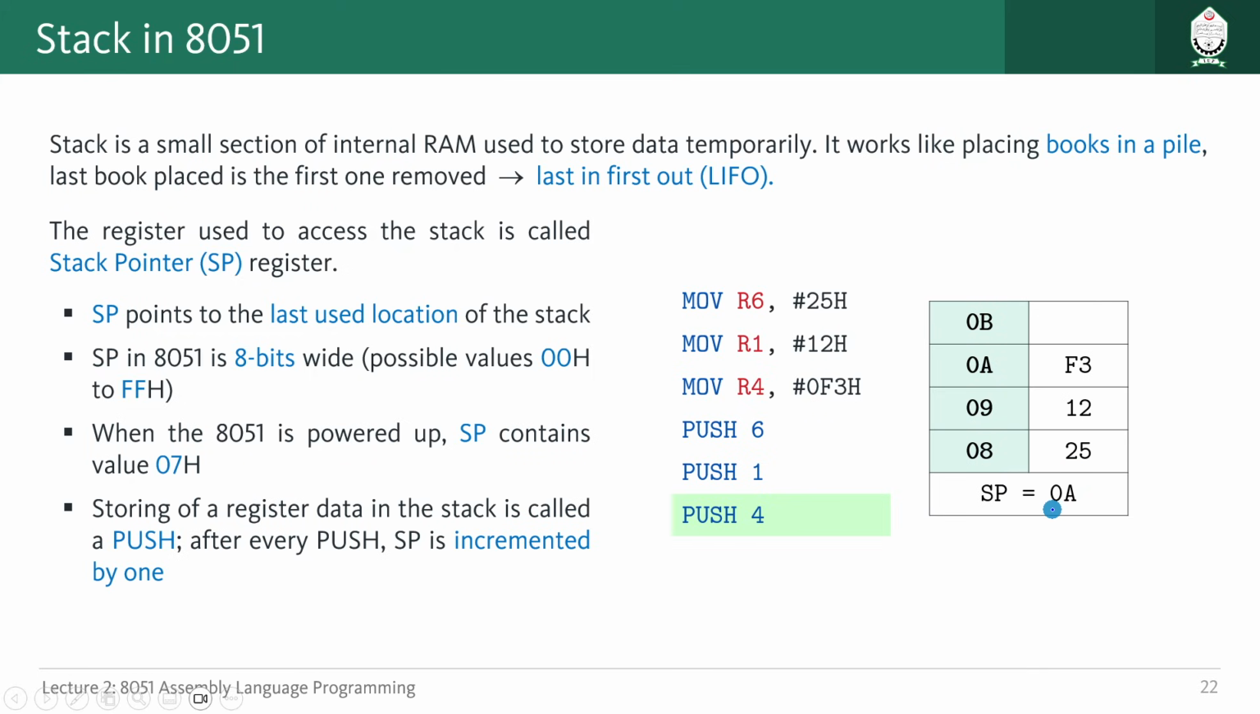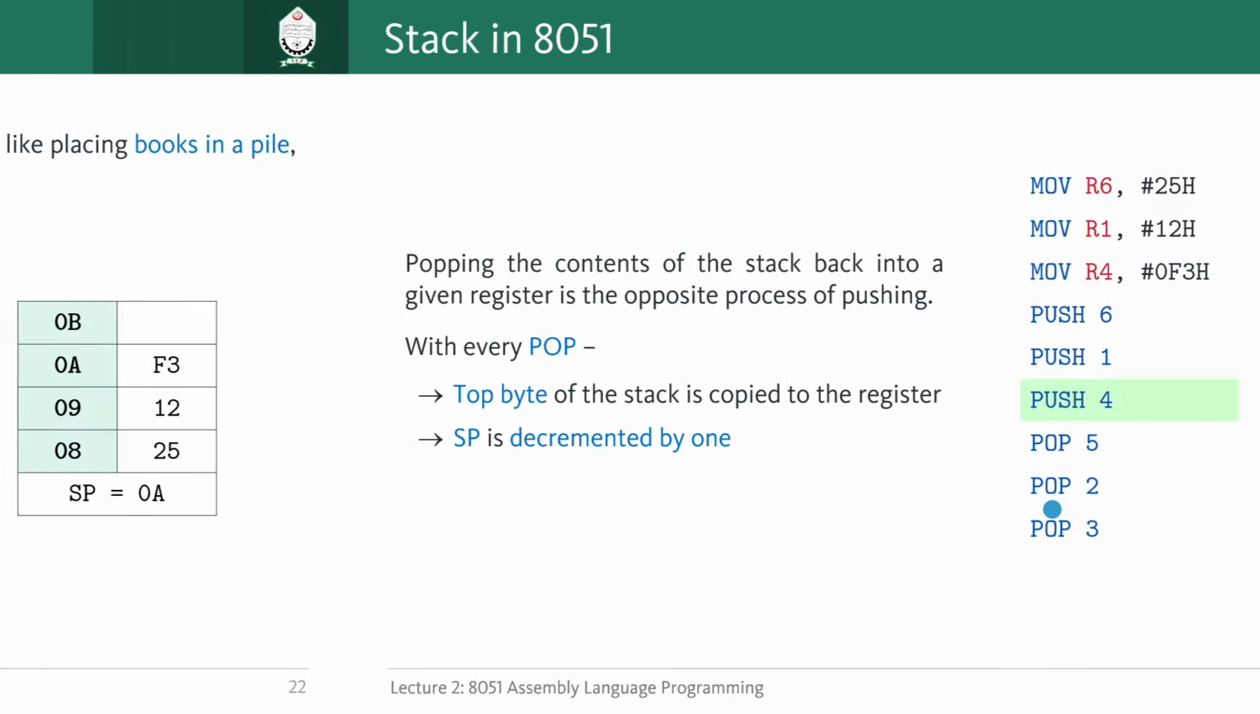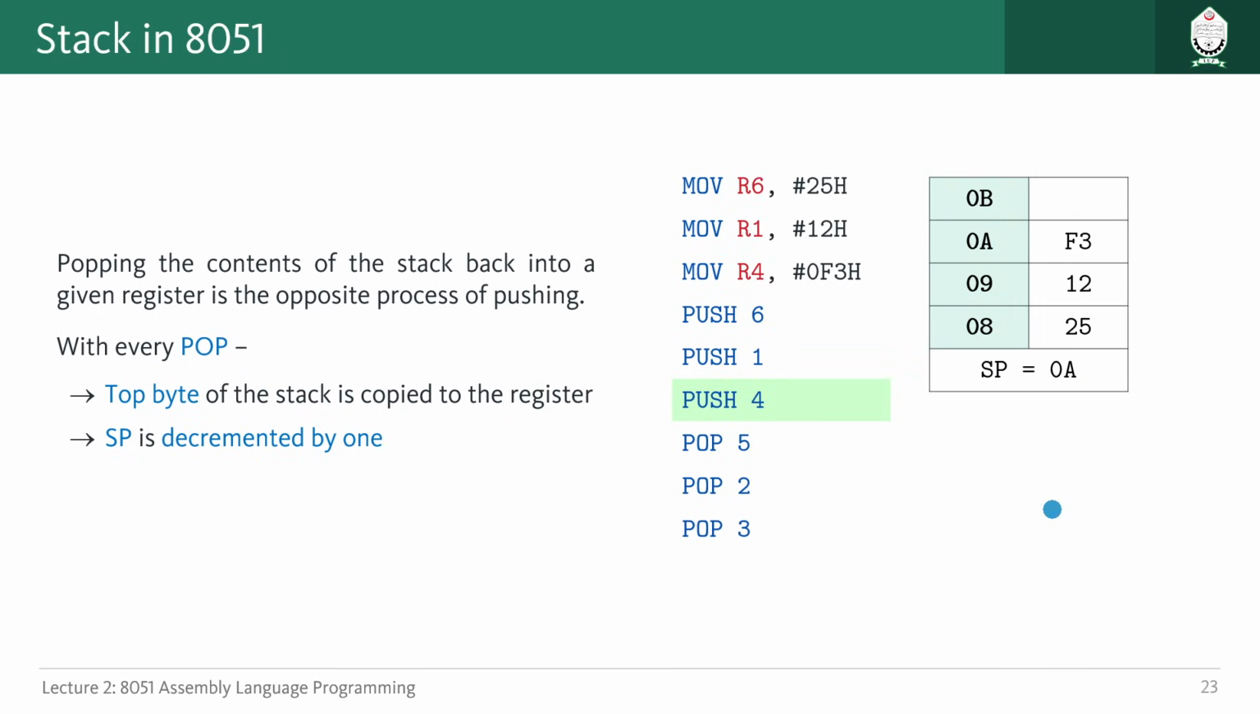Hope you understand. Now we will look at pop. It is just the opposite of push. We can retrieve different data from the stack. As a result, the value of the stack pointer will be decrementing by 1. We will see that after each pop, SP will reduce by 1.